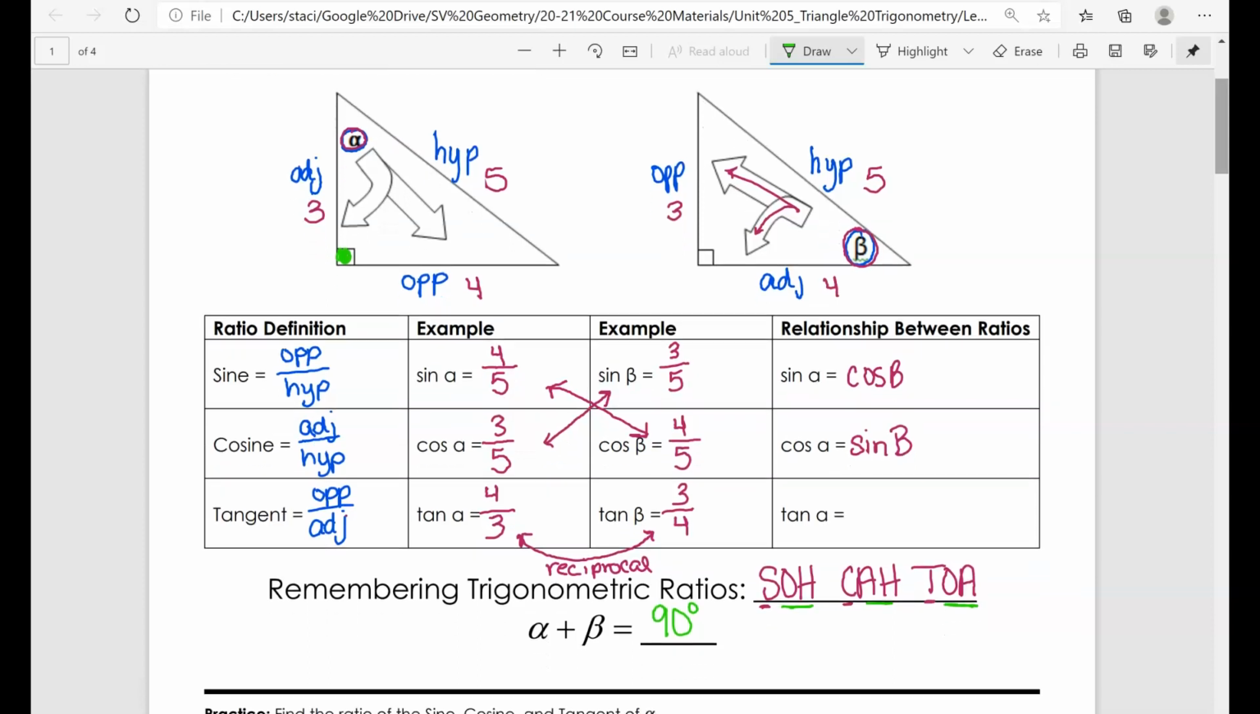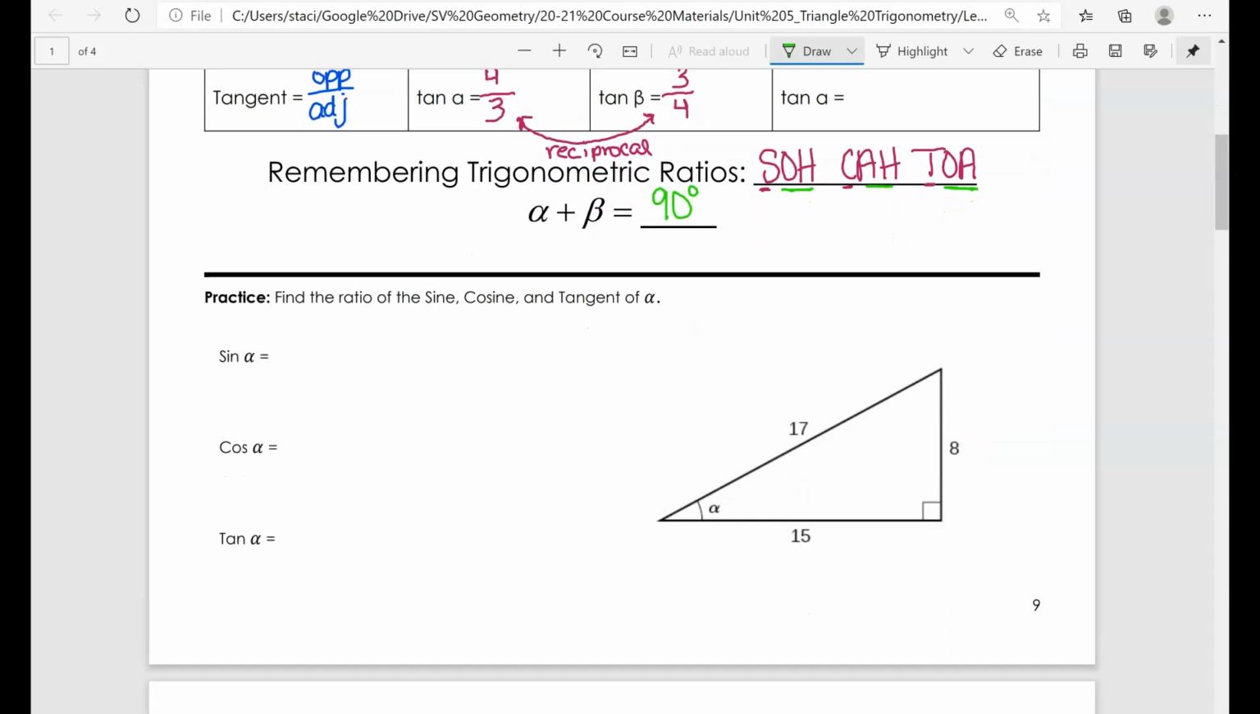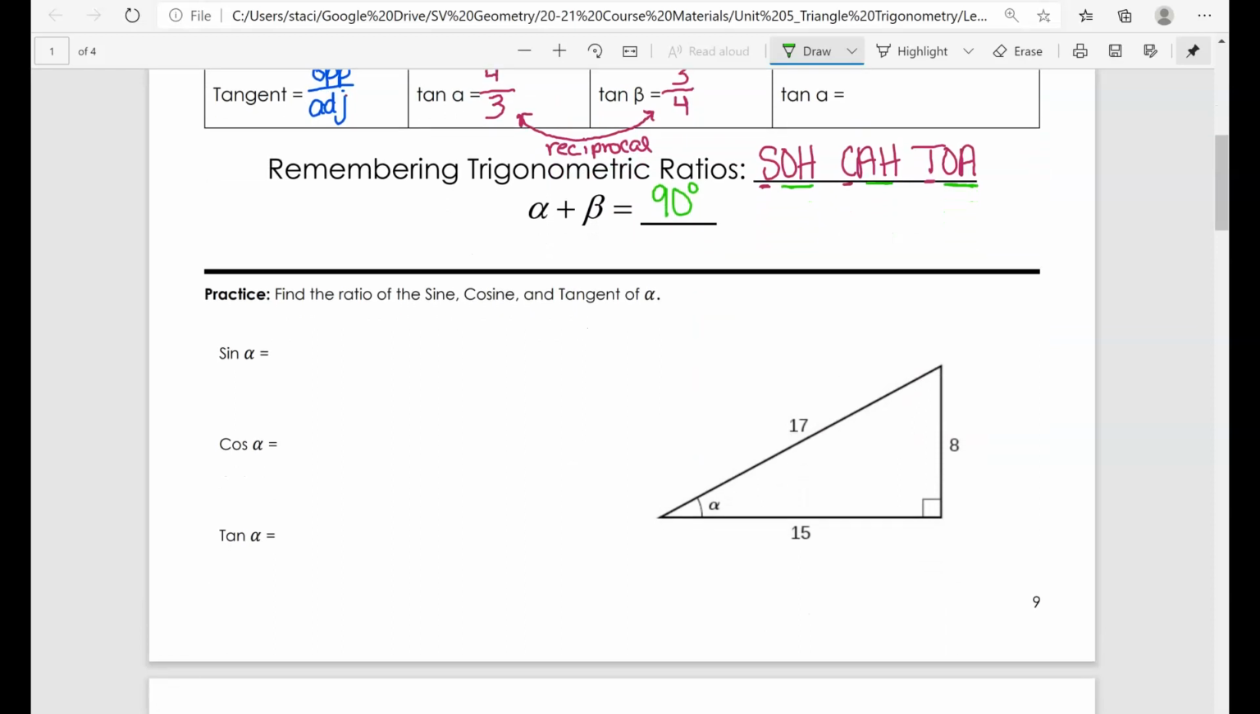So let's do one more practice problem. Okay, so in this bottom practice problem, it says to find the ratio for sine, cosine, and tangent of angle A. So before I even get started with writing, I'm going to write SOHCAHTOA here. And I'm also going to label my sides as adjacent, opposite, and hypotenuse. And so I'm basing which sides are which by the fact that I'm looking here at angle A.